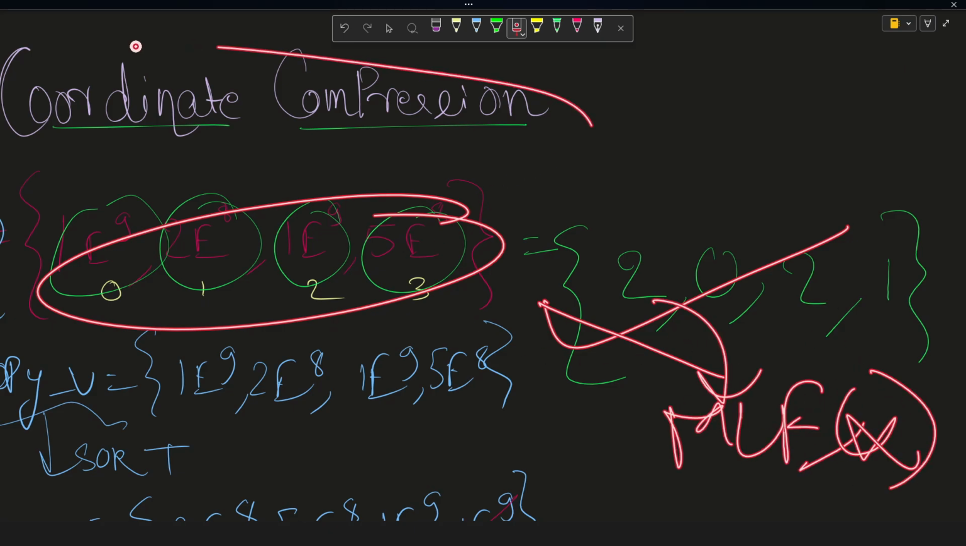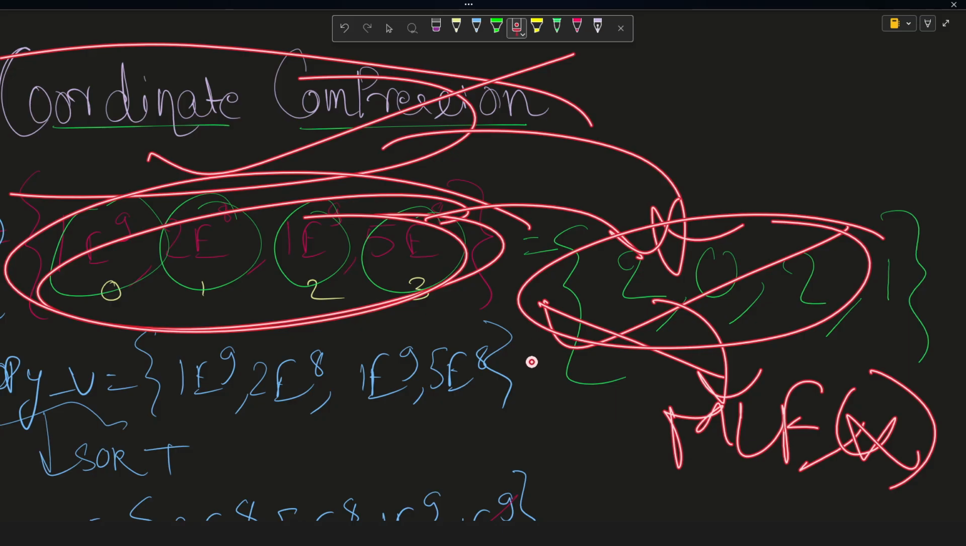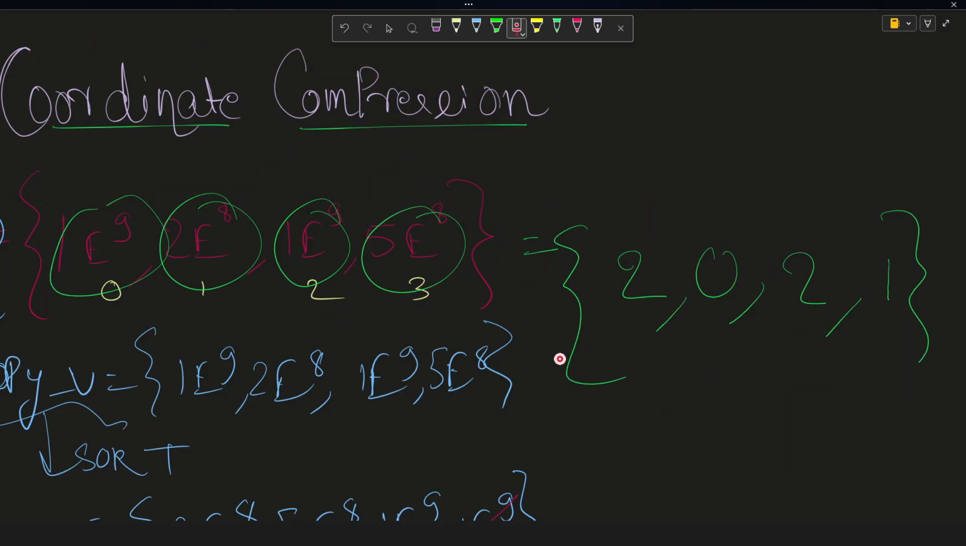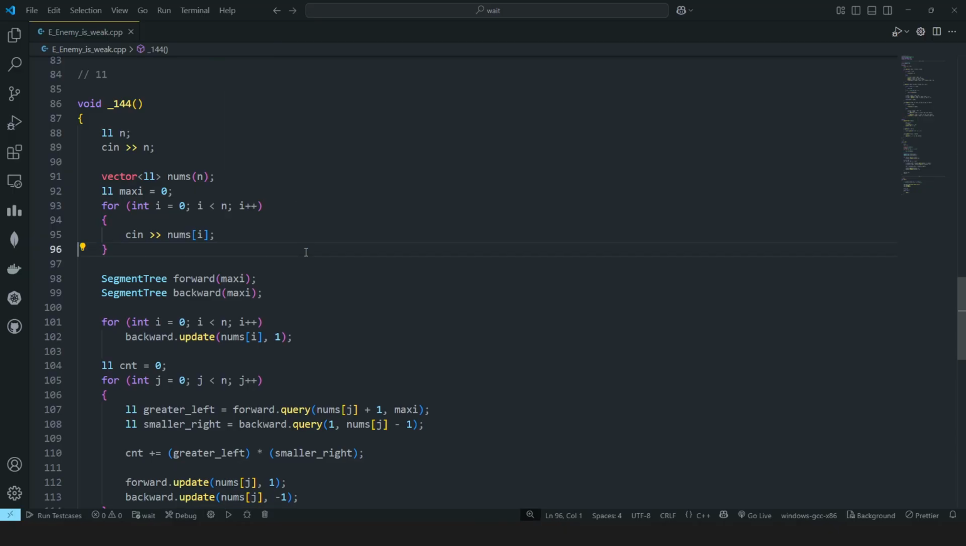That's why we will use this coordinate compression technique in this question, in order to reduce these large values into smaller values while keeping the relative order of the ascending and descending order the same, and thereby playing with this array only in order to compute the greater left and the smaller right, and we'll get the exact results. So now we don't have to calculate this maxi.